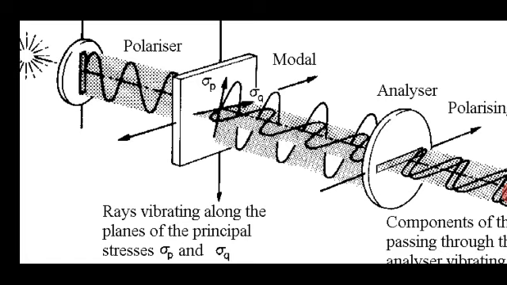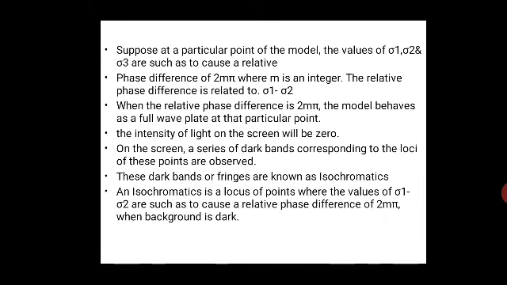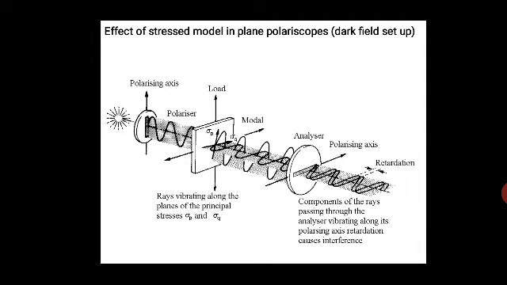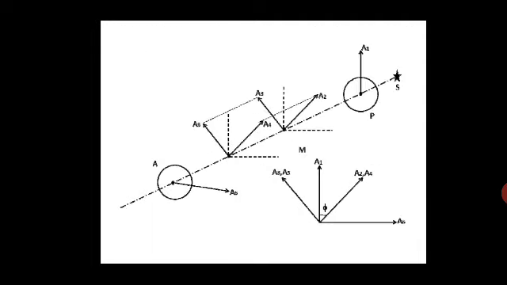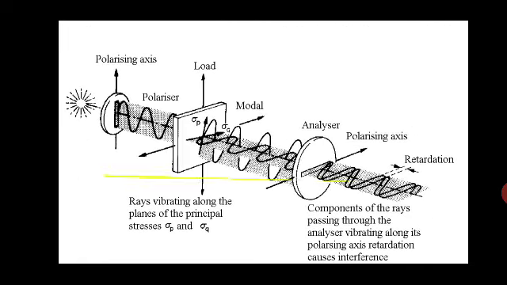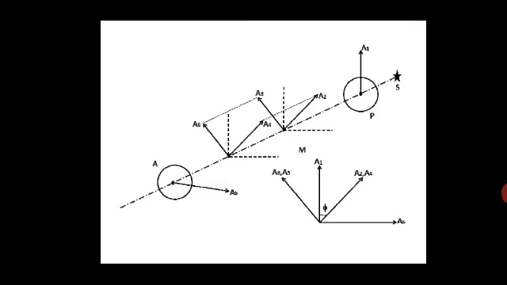So in general, the stresses are distributed in a continuous manner. This is the effect of the stressed model in a plane polariscope. This is a dark field arrangement, and even in the examinations you need to represent it with a sketch, as well as this arrangement, showing how we are orienting the analyzer as well as the polarizer.